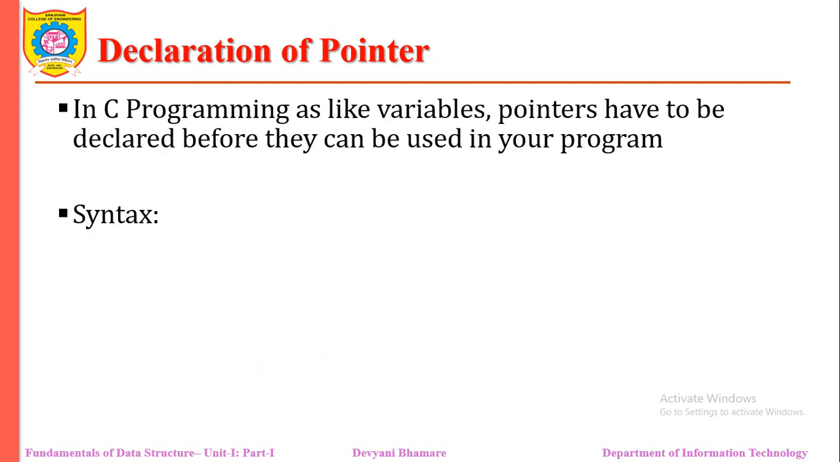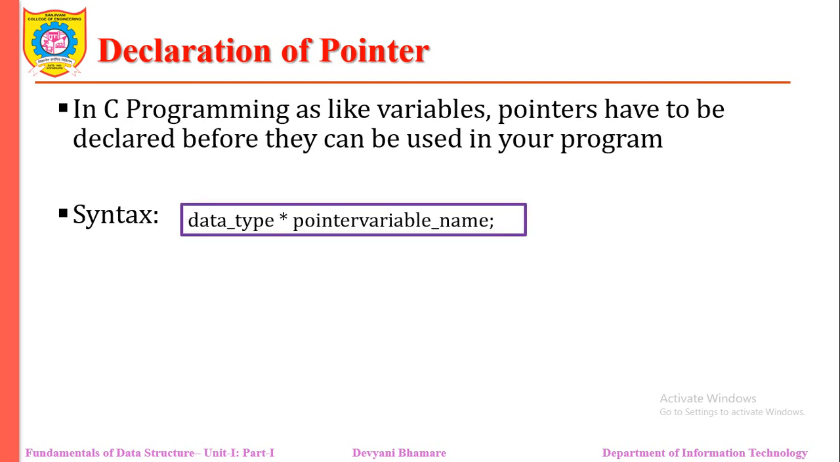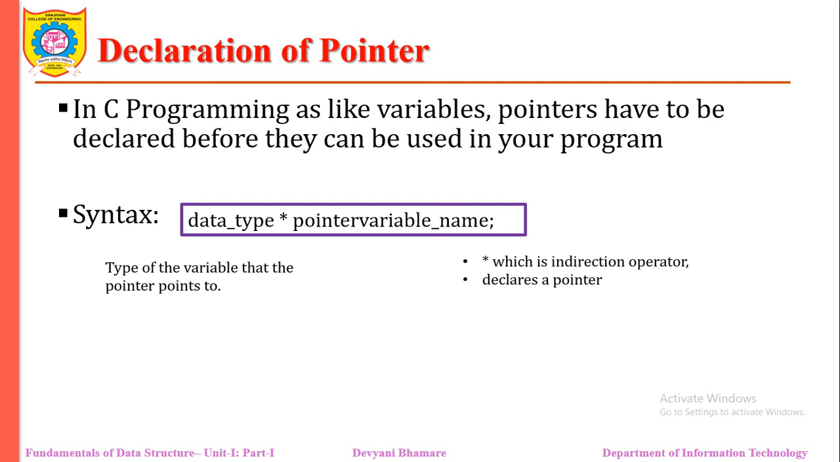So how to declare the pointer? We know that in C programming we need to declare the variable before its use. So the syntax of a pointer is that we need to give the data type, asterisk and the pointer variable. It should end with a semicolon. That asterisk indicates that this is the pointer variable, and the data type is nothing but the type of variable that the pointer points to. The asterisk is what? It is the indirection operator which tells that this is a pointer variable.